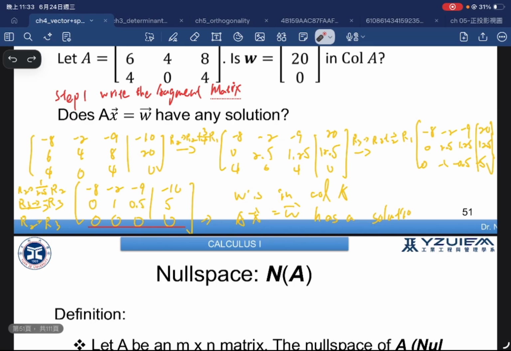Simplify the rows. Notice that row 2 equals row 3, which means they are dependent. No contradiction appears, therefore check for consistency. There is no row of the form 0, 0, 0, nonzero. So the system is consistent since the augmented matrix has no contradiction.